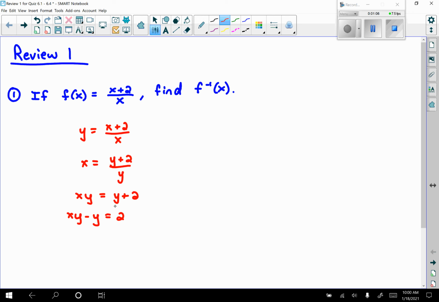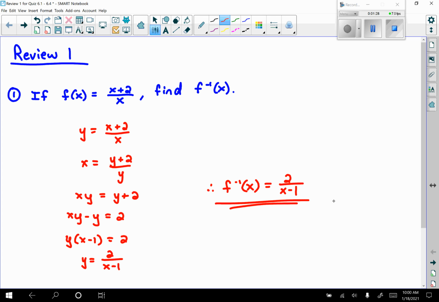And to go from seeing two y terms down to 1, we're going to factor out a y, and we'll have x minus 1 left. It's equal to 2. Then we'll just divide both sides by x minus 1, so y is going to equal 2 over x minus 1. And that's our inverse, therefore we're going to write it this way. The inverse of f of x is equal to 2 over x minus 1.